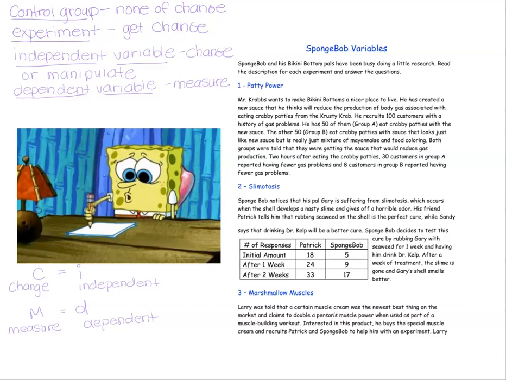So C equals I. The change you make is the independent variable. And then M equals D. What you're measuring or what you're looking for is the dependent variable.